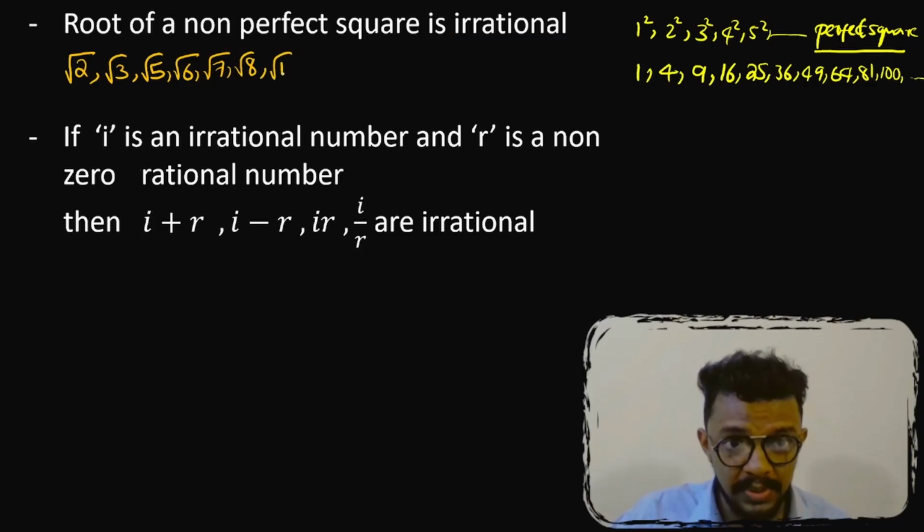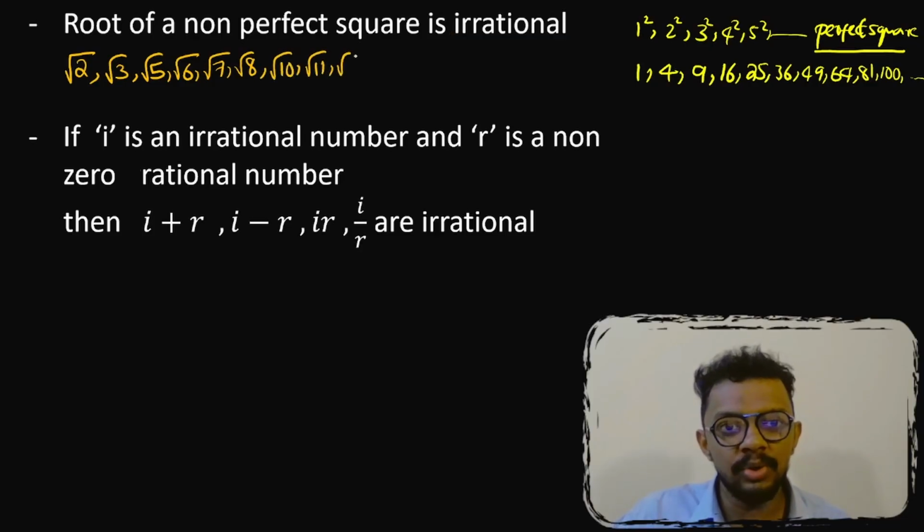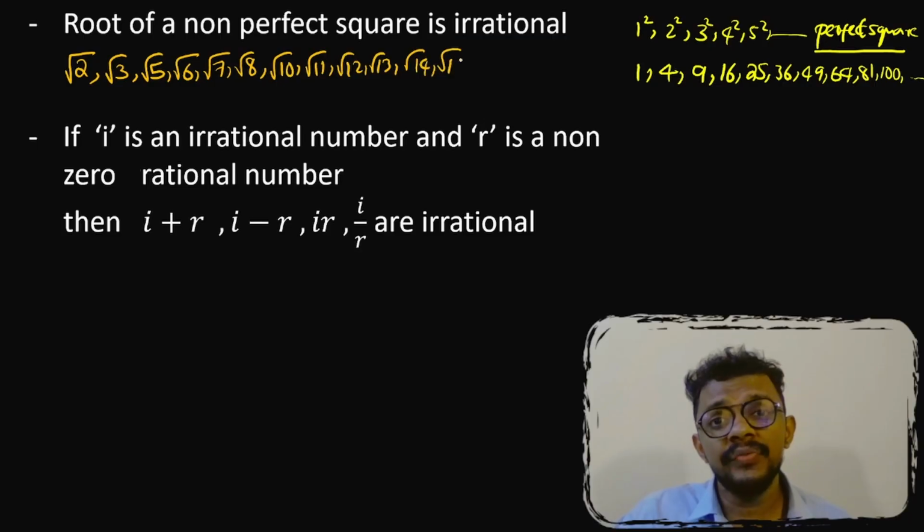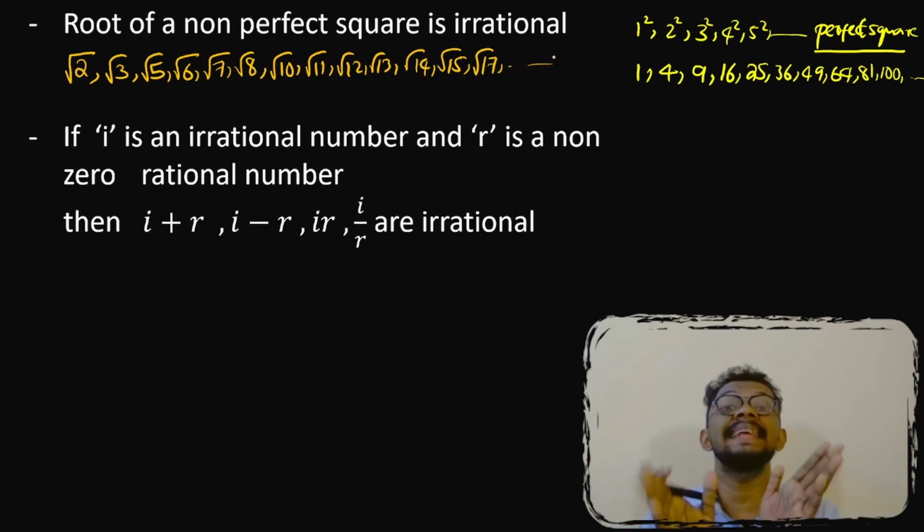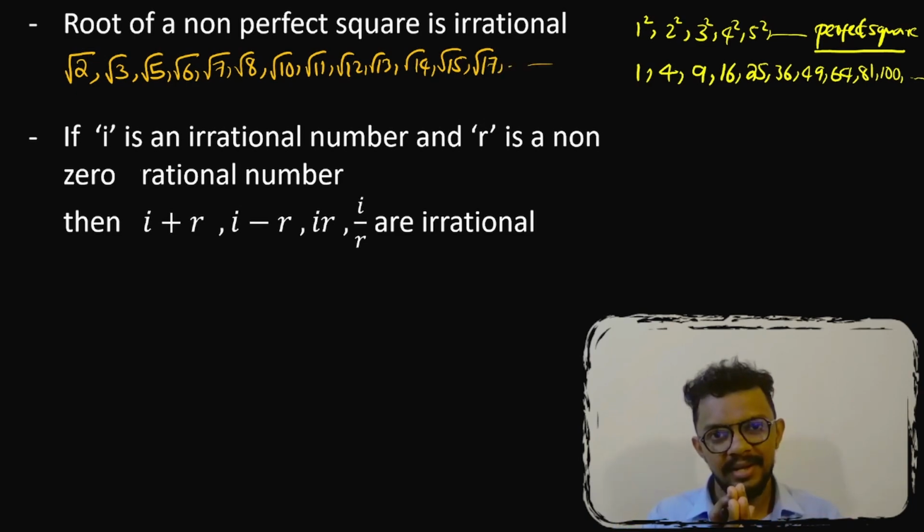So root 9 is not possible, root 10, root 11, root 12, root 13, root 14, root 15. Root 16 is 4, that's not an irrational number. So root 17 and going on, it's a never ending sequence. Now, a question: are these the only irrational numbers? No. There are more strategies to find irrational numbers.